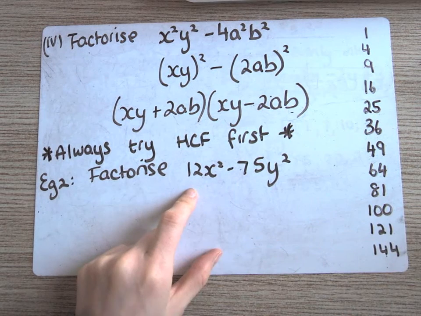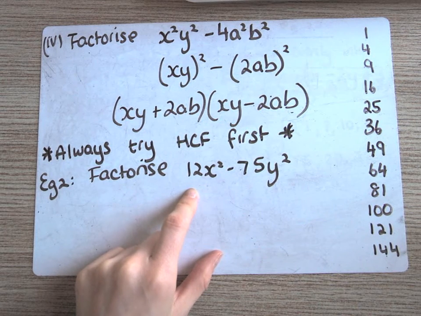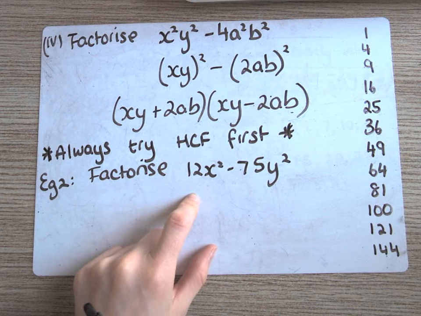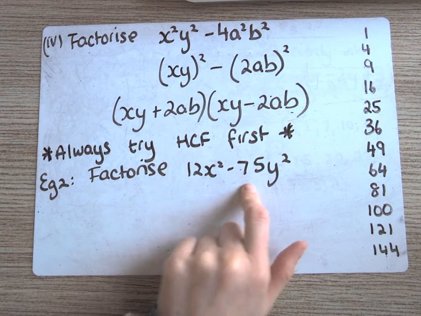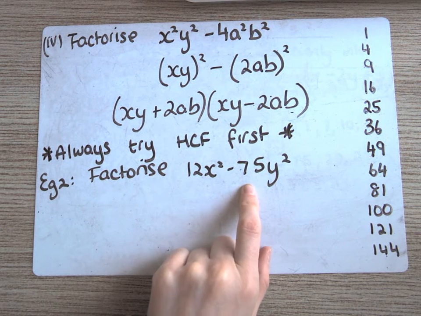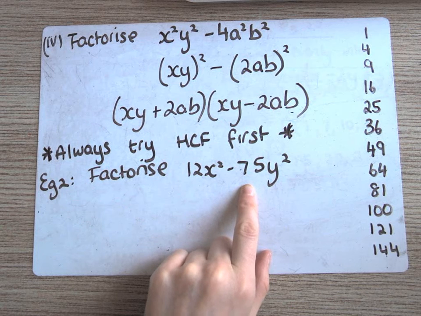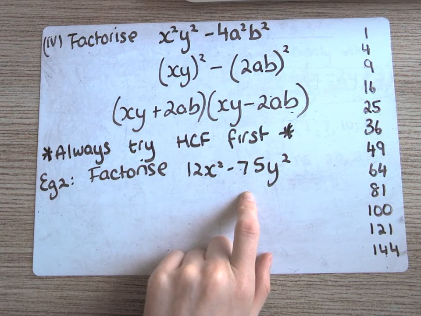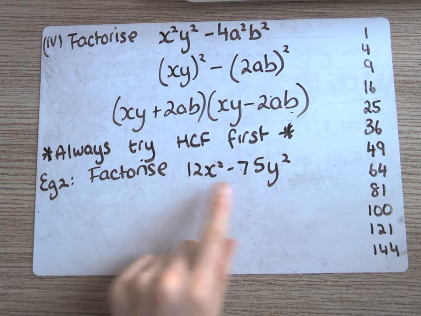What goes into 12? 1, 6, 2, 4, 3. Does any of those go into 75? Get out your calculator. 75 divided by 1, 1's not going to help us, but divided by 2. 3 goes in there, does it? How many times? Okay, so 3 is common to these two.